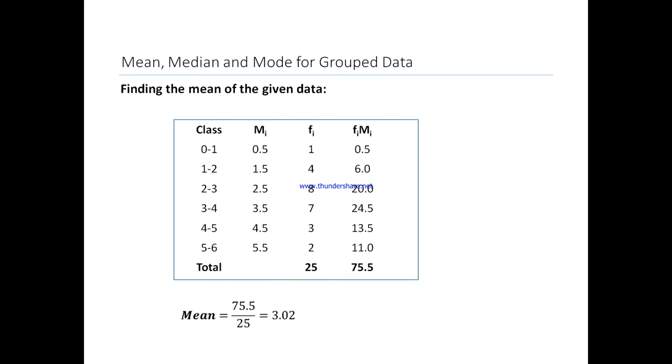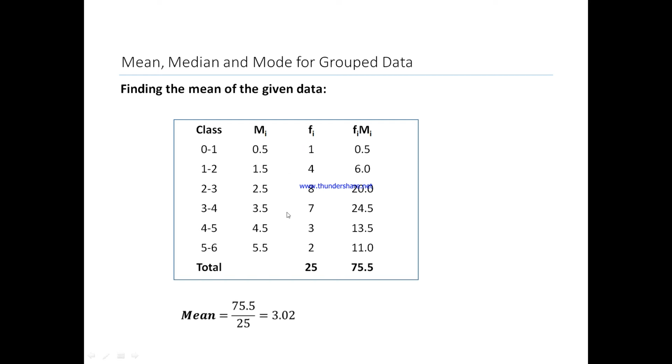If you take this data set, we can illustrate it like this. When you have a class, you have the lower bound and the upper bound. If you look at the class 0 to 1, the lower bound is 0 and the upper bound is 1. How do we calculate the midpoint? You just take the sum of the lower bound and upper bound and divide it by 2. So in this case, 0 plus 1 divided by 2 is 0.5. 1 plus 2 divided by 2 is 1.5. 2 plus 3 is 5, divided by 2, is 2.5.